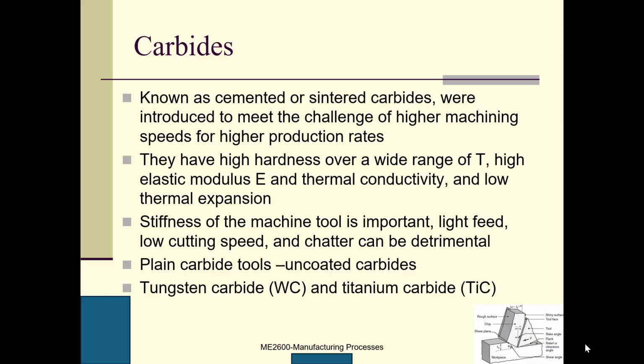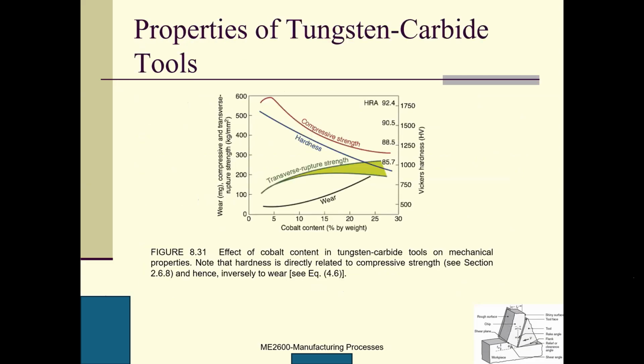But these are carbide tools. Here are the properties of tungsten carbide tool. It depends upon the cobalt content. So here is cobalt content, and here are the different values: hardness, compressive strength, and transverse rupture strength, along with the wear.